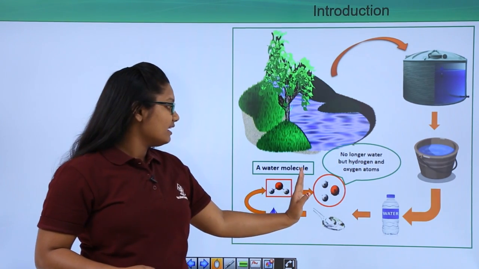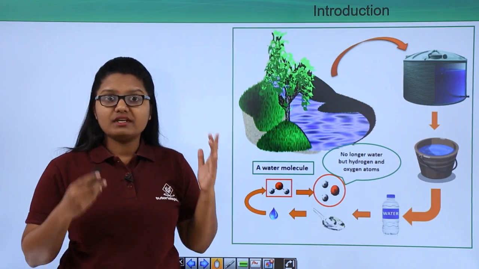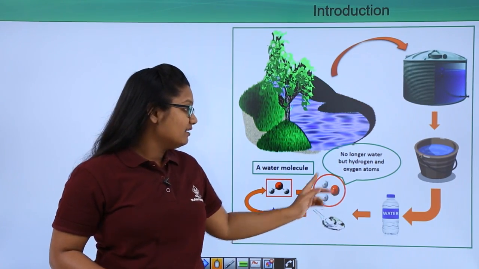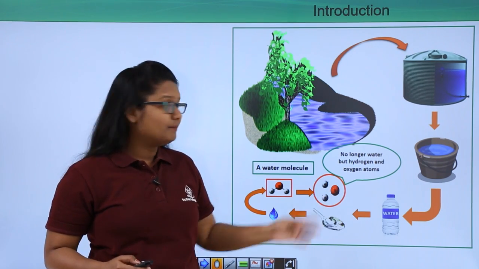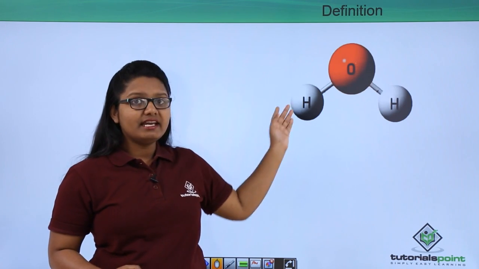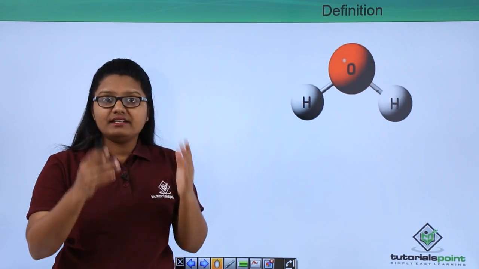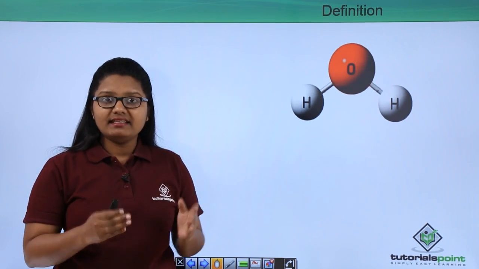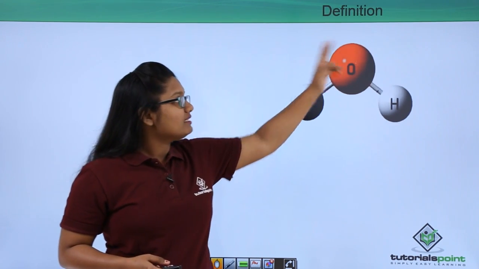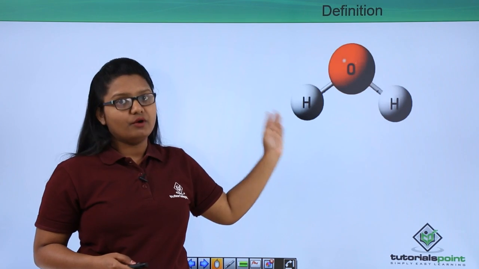Now up to this stage, the substance that we had was water, but when we moved further and broke it, we had these particles which were not water but hydrogen and oxygen atoms. So it was this stage where we reached by reducing the quantities of water and then zooming into the water drop, and we reached this stage. Now this stage is called a water molecule.